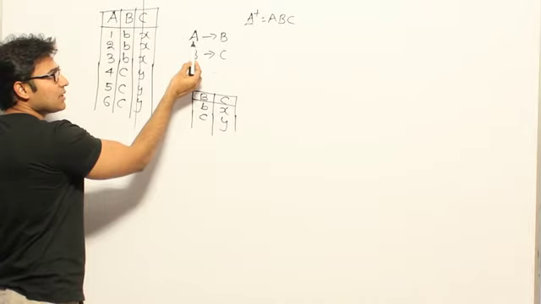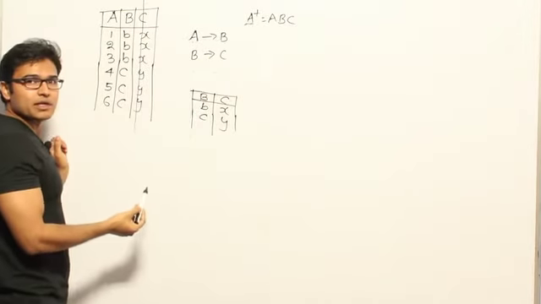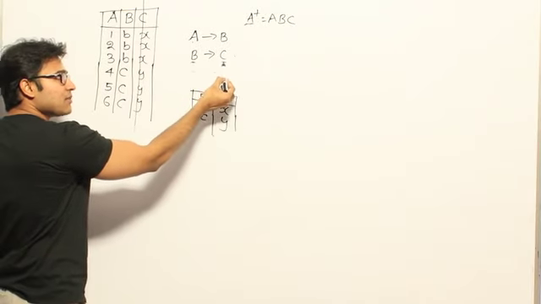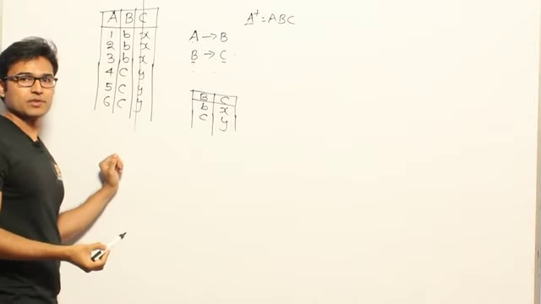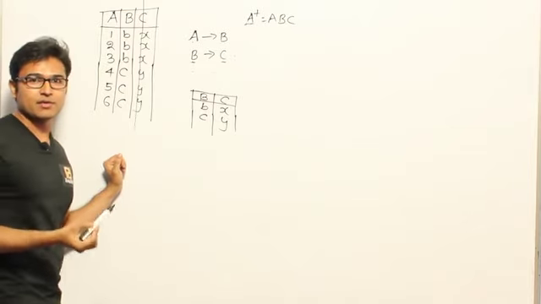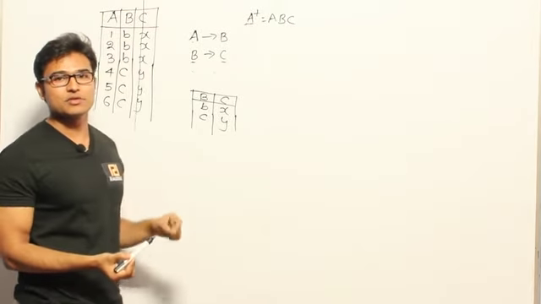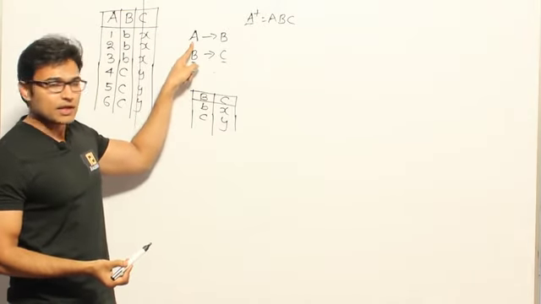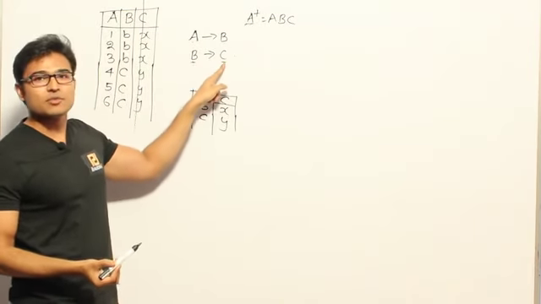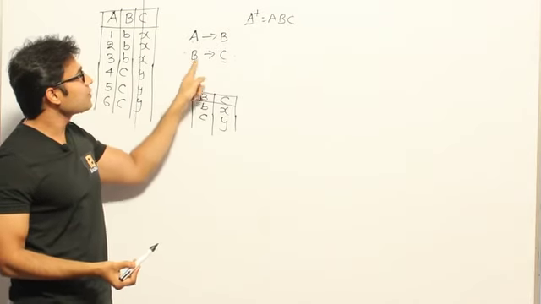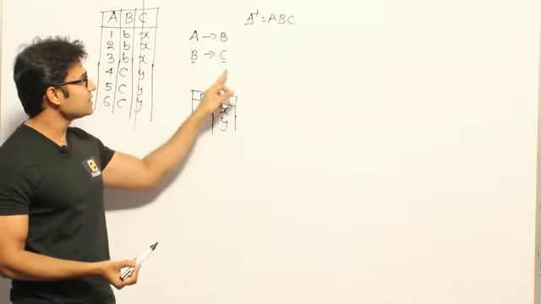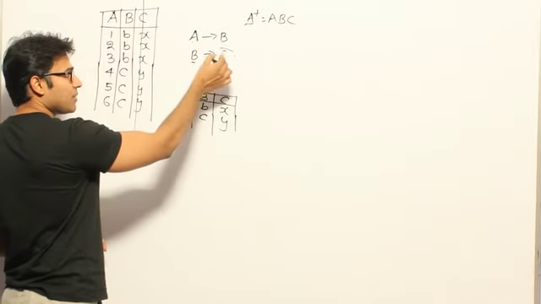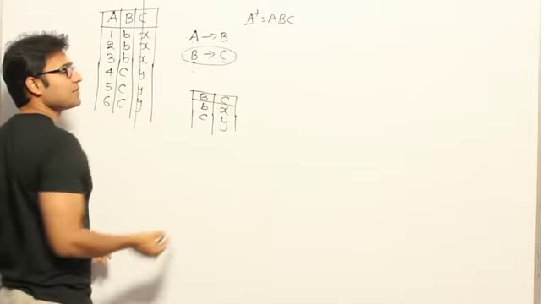A key attribute is determining B, which is non-key, and similarly B is a non-key attribute which is determining another non-key attribute. So that is called transitive dependency. Transitive dependency means A is a key attribute, it is trying to determine a non-key attribute C through a non-key attribute B, right, which means C is transitively dependent on A. So such kinds of dependencies are called transitive dependencies.